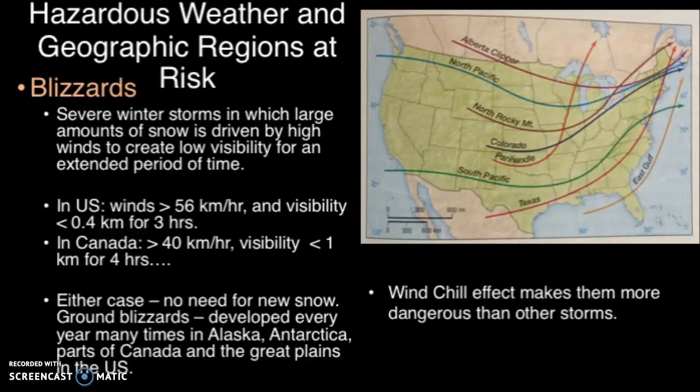So what is the most dangerous about the blizzards is going to be the wind chill effect, which makes them more dangerous than other storms. In fact, blizzards tend to be one of the processes that has the most amount of deaths associated with it, just because of the temperature factor and more specifically because of the wind chill effect that they have.